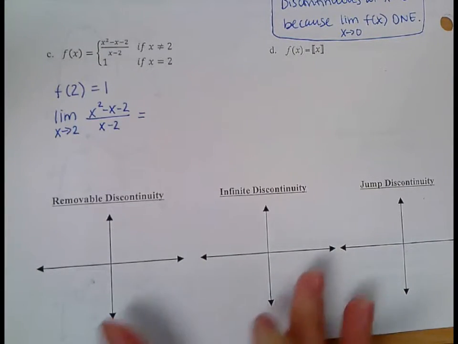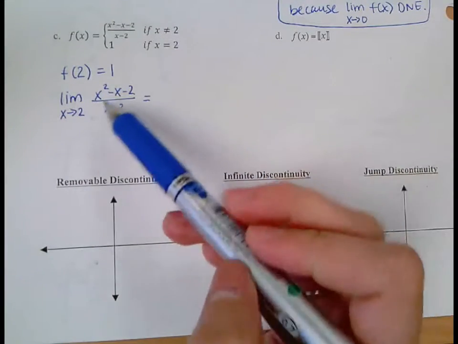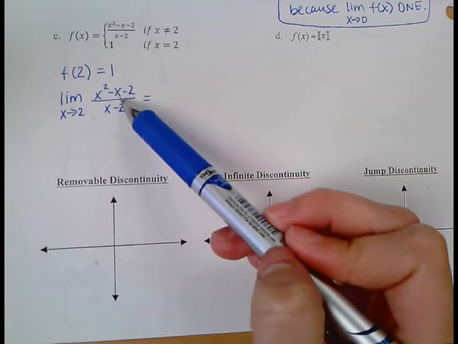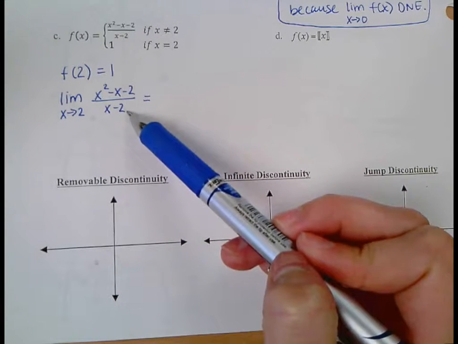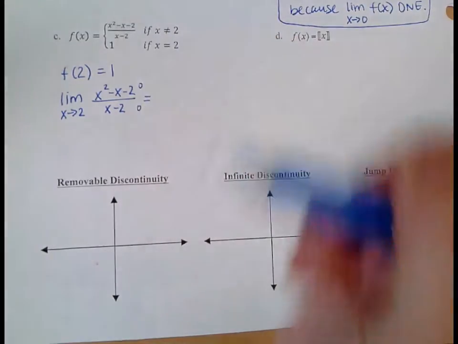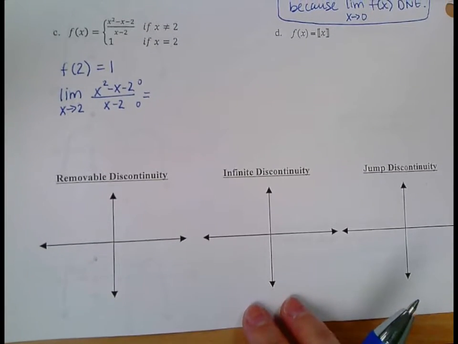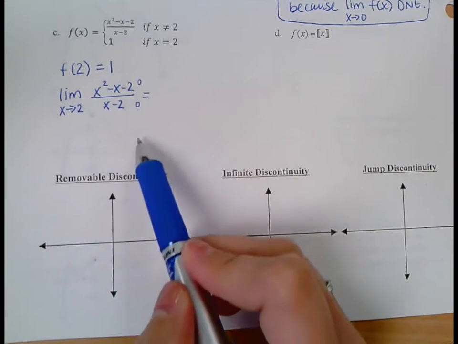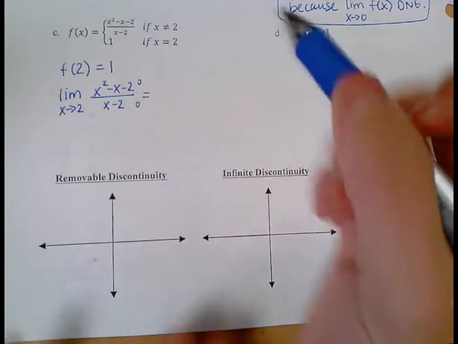And I can use direct substitution. So if I substitute in 2, on the top I'll have 4 minus 2 minus 2, that's 0. Bottom is also 0. So I'm getting 0 over 0. So I have to rewrite because I have 0 over 0. So that means looking at this, I can factor the top.